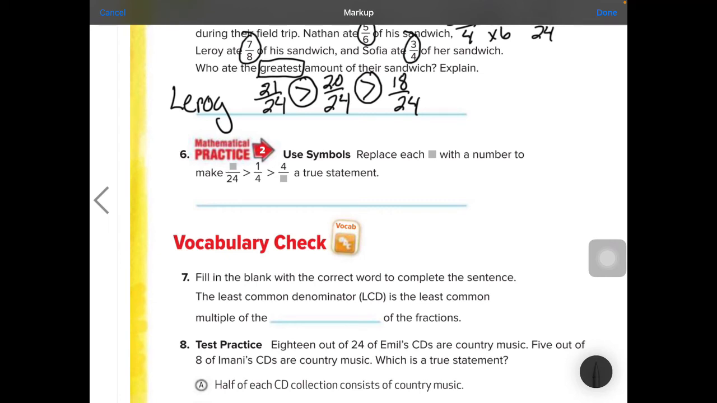Number 6, replace the gray box with a number to make this statement a true statement. Okay, so something over 24 is greater than a fourth, and that's greater than this one. This one, if I remember from last year, was a terrible problem. So I'm going to give you a little hint. We're going to put a 7 right here, and then we're going to put a 20 right here.